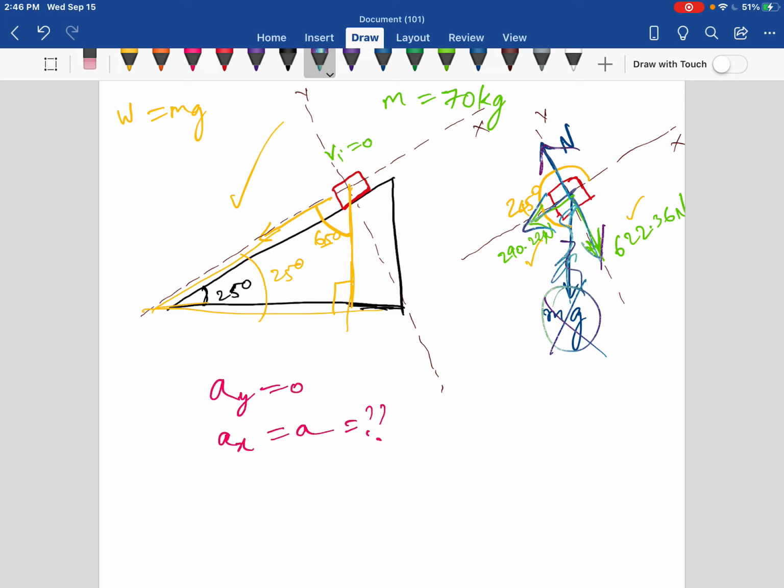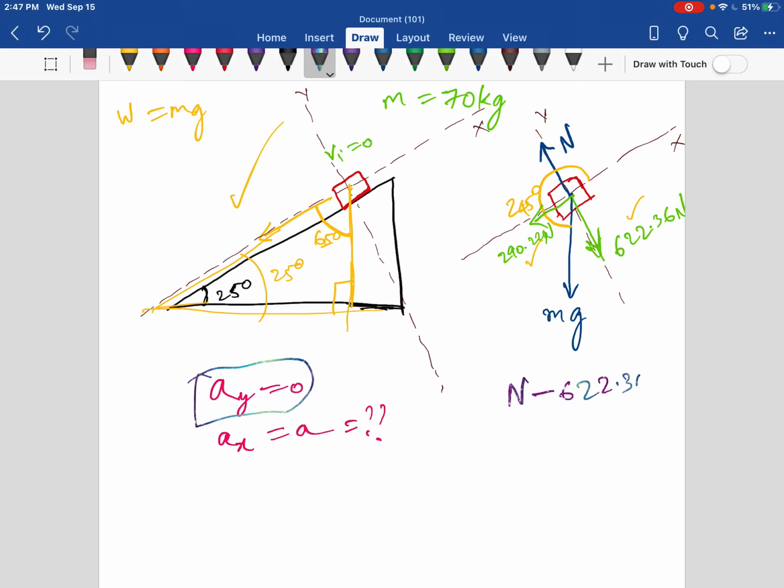So in the y direction there are two forces, N and this one, right? These are the two forces in the y direction. And in the x direction there is only one force, and that is this. That's it, the only force in the x direction. We know that the acceleration in the y direction should be 0. Let's write that equation right now.